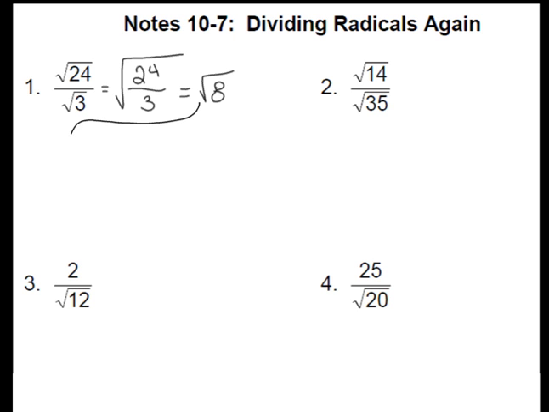Now the square root of 8 is not simplified completely. It can be rewritten as 4 times 2. And I do that because 4 is a perfect square. Since it's a perfect square, that means he gets to migrate out of the house. So my final answer would be 2 square root of 2.